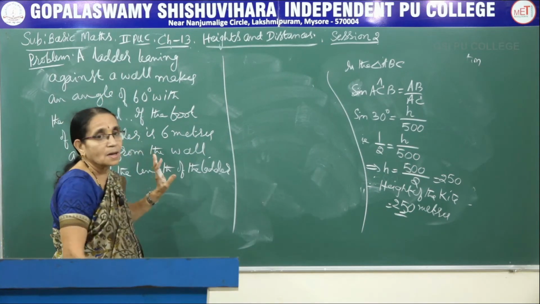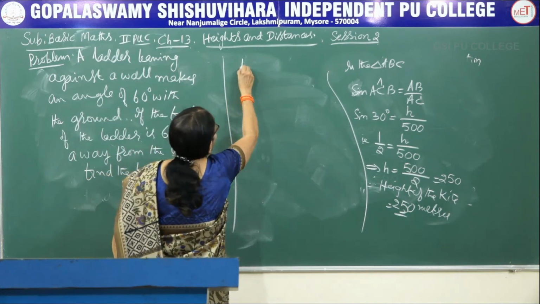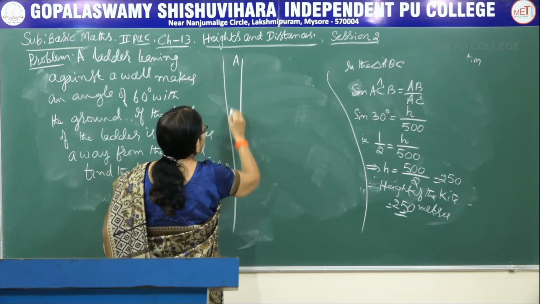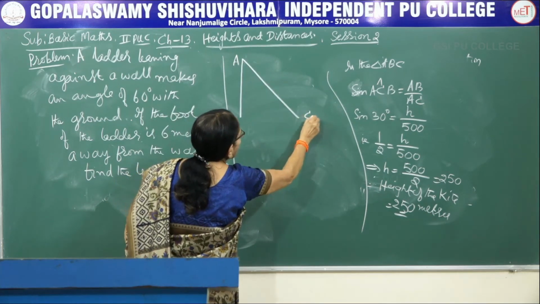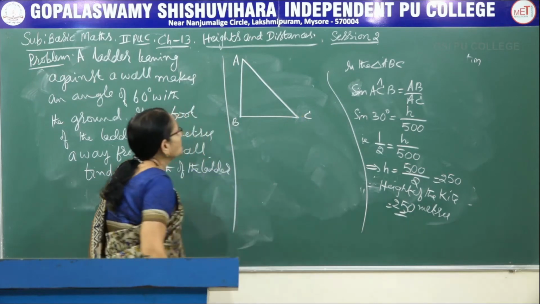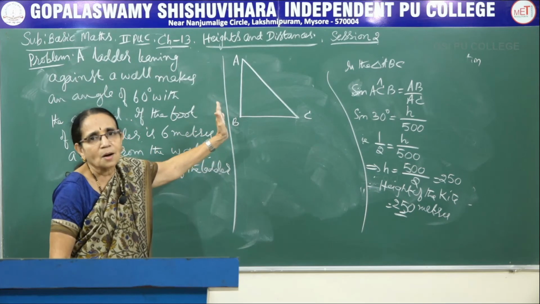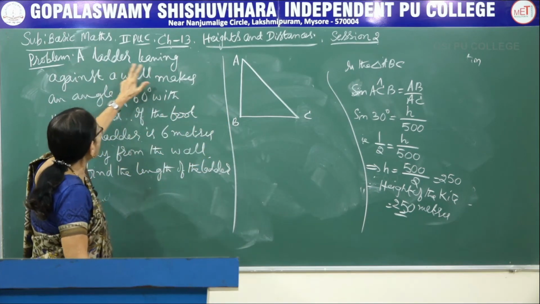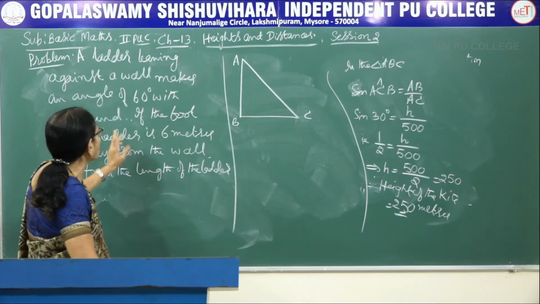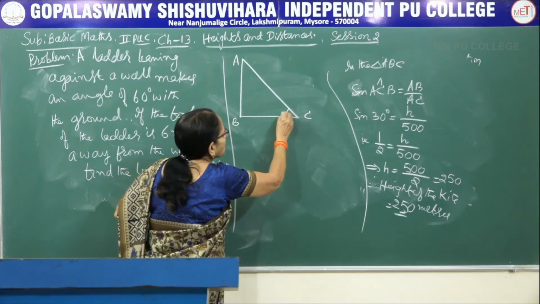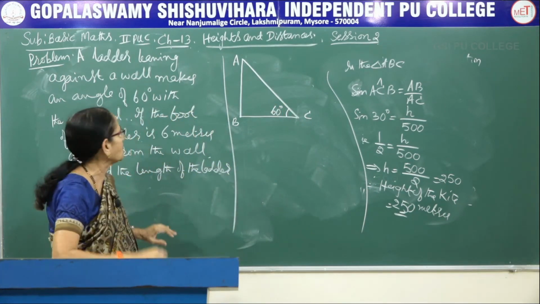There is a ladder leaning against a wall. Let AB be the wall and AC be the ladder. It is leaning against the wall. A ladder leaning against a wall makes an angle of 60 degrees with the ground, that is the angle of elevation. In other words, the angle of elevation is 60 degrees.